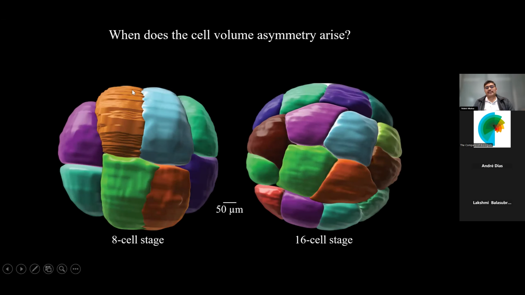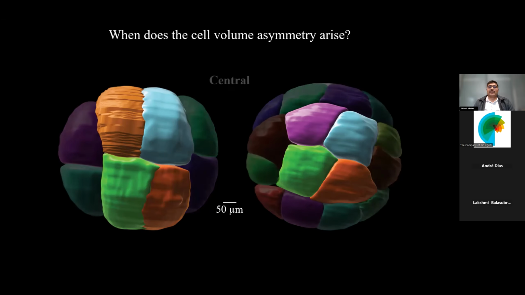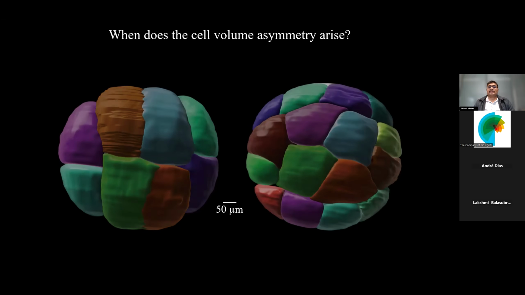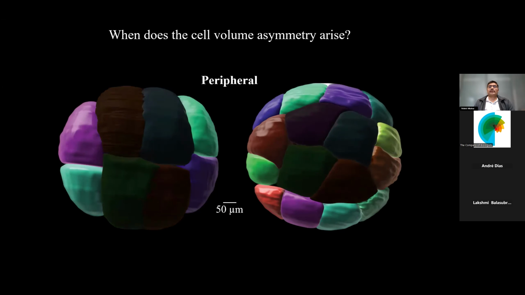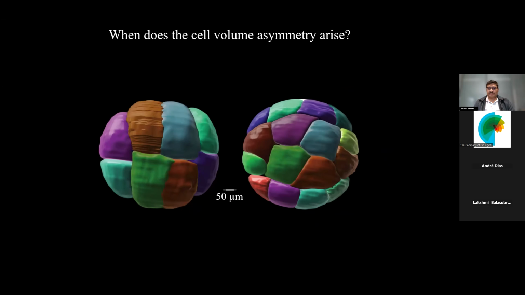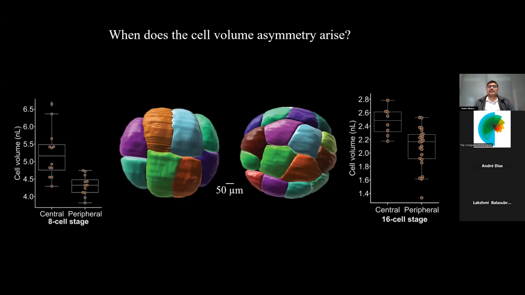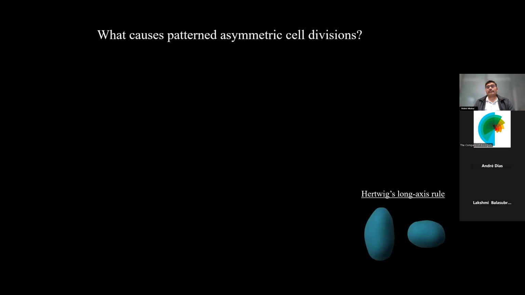So to ask if such an asymmetry in cell size already exists at this time, I compared the cell volumes of the central cells which give rise to the animal pole and the peripheral cells which later produce the margin. And I found that consistently the central cells were larger in size, and they are larger in size because of asymmetric cell divisions of their mothers. We were interested then in understanding how this comes about.